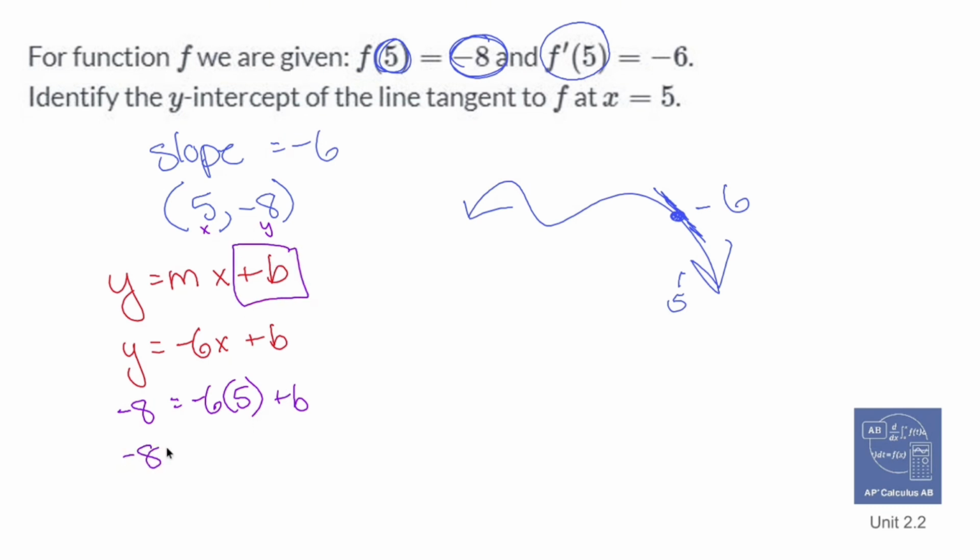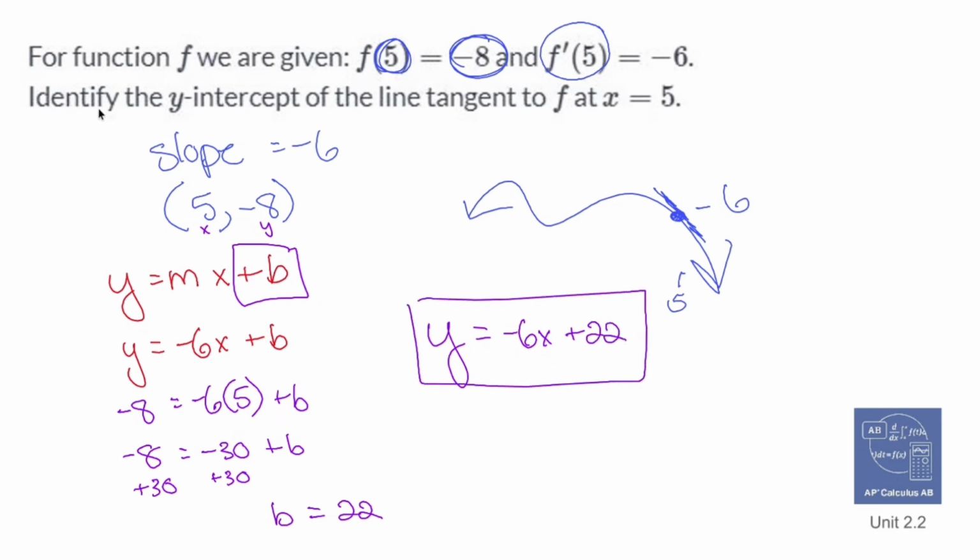So this is -8 equals -30 plus b, add 30, and b is going to be the Taylor Swift special, 22. So just for funsies, the equation that I would get would be y equals -6x plus 22. In my case, the y-intercept of the line tangent to f at x equals 5 is going to be that number 22. Okay? That's how you do it.